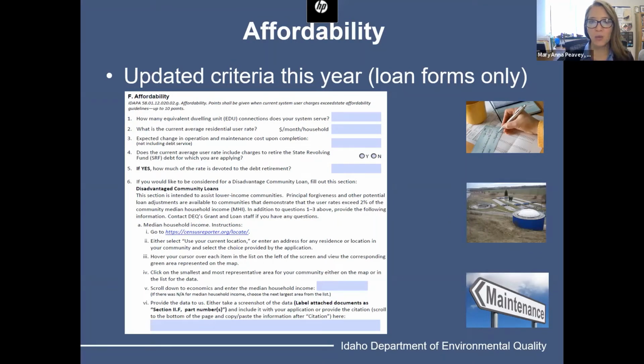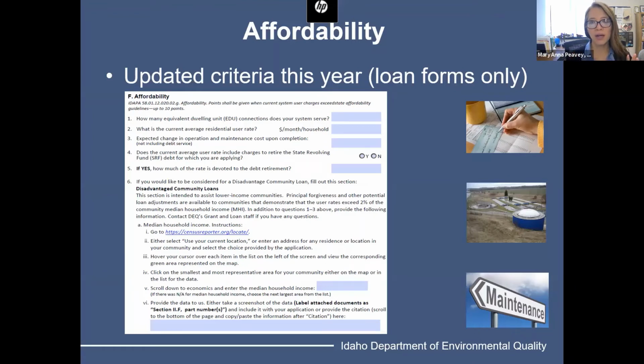Just to start out here, what we're going to need to know from everyone is how many equivalent dwelling units there are, so EDUs. We will also need to know your current monthly user rates. And here we'll also need to know what the change in your O&M cost will be once the construction project happens. Most of the case, maybe it'll change a couple dollars per EDU. We have also seen that the cost will sometimes decrease once you get a better system into place.